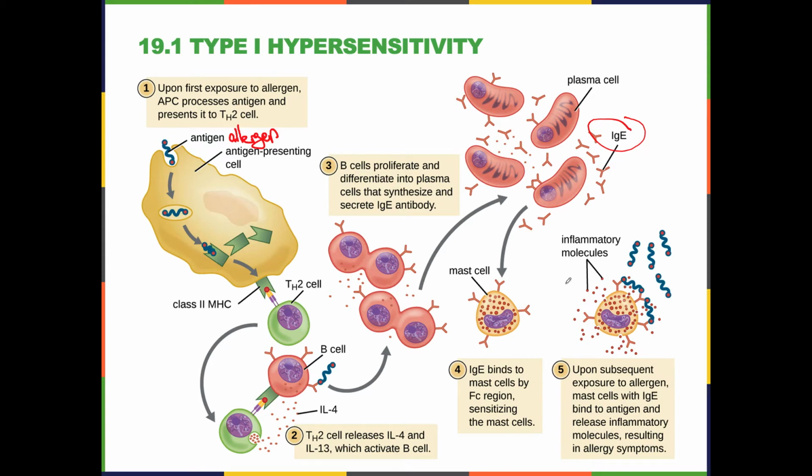The next time, on subsequent exposure, here comes our allergen again. This time it's going to bind to the IgE, and that's going to stimulate degranulation, the release of all those inflammatory mediators, and then we get inflammation. So a couple of key elements here. One, the sensitization process: first exposure usually doesn't lead to a problem, it's only subsequent exposure. And the other is that it's mediated by IgE, so it's antibody mediated.